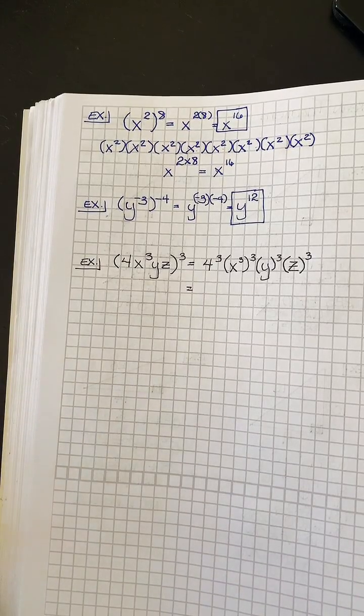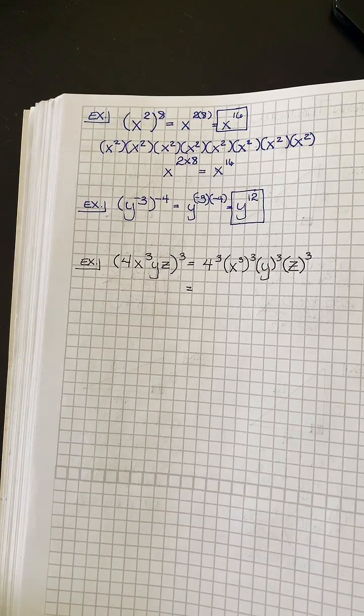All right. So 4 to the third power. That's 4 times 4 times 4. Okay. 4 times 4, that gives me 16.